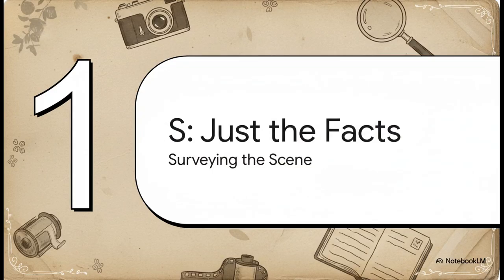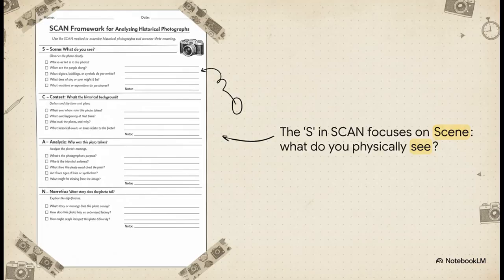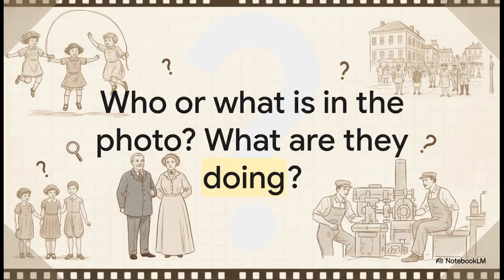Okay, let's dive in with the first letter, S. This is all about the scene. And here, our only job is to observe. That's it. We're not interpreting, we're not guessing, we're just gathering the raw evidence, just the facts. What's so cool about this first step is how it forces you to slow down. You know, we have this urge to immediately jump to conclusions, but this makes us start with the absolute basics of what's physically there.